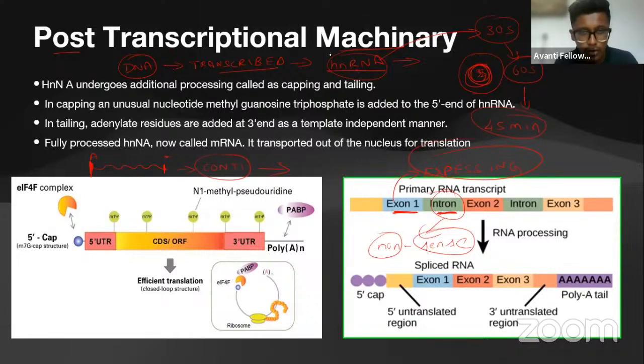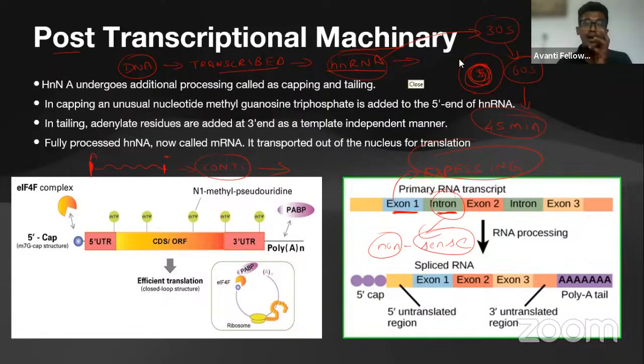Okay, sir, repeat from the beginning of the transcription. Oh God, that will be a difficult task. I will see. I cannot promise. That's the beginning of the post-transcriptional machinery, basically.